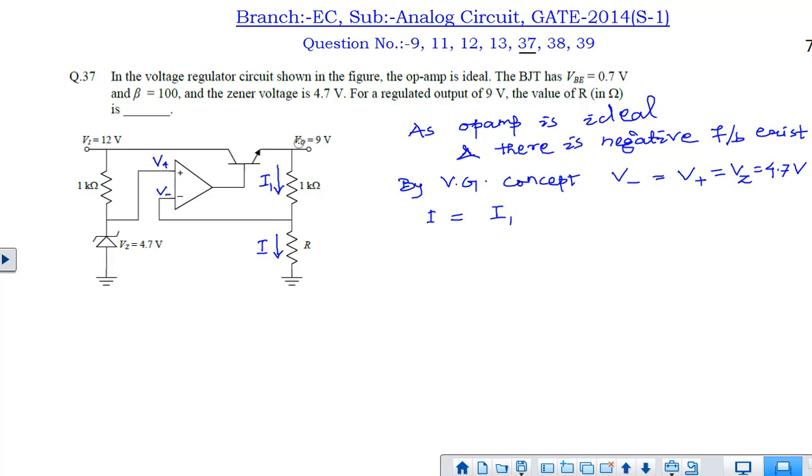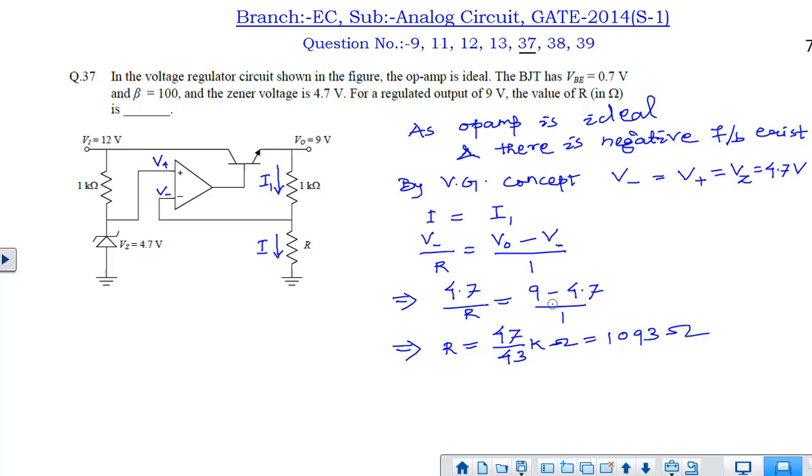I1 is nothing but (9 minus 4.7) divided by 1K. We can write like this: (V minus) divided by R, that is the current I, is equal to (V0 minus V minus) divided by the resistance, that is 1K. So we have all these values. V minus value is known, V0 value is known. We will substitute those things.